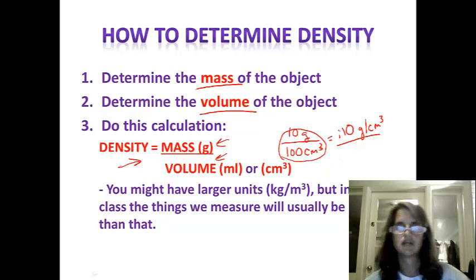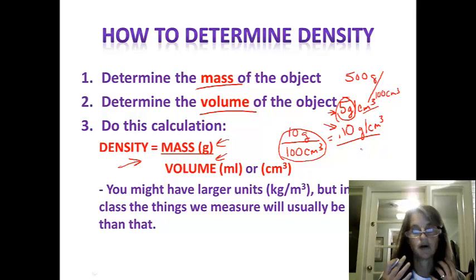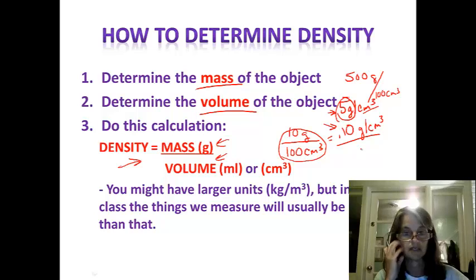But remember our very dense full of marbles cube, I believe that was 500 grams divided by 100 cubic centimeters, which would be 5 grams per cubic centimeter. So for every cubic centimeter of that cube, there would be 5 grams worth of mass. So 5 grams per cubic centimeter is much more dense than just 1/10 of a gram per cubic centimeter. So a big difference in density, okay?